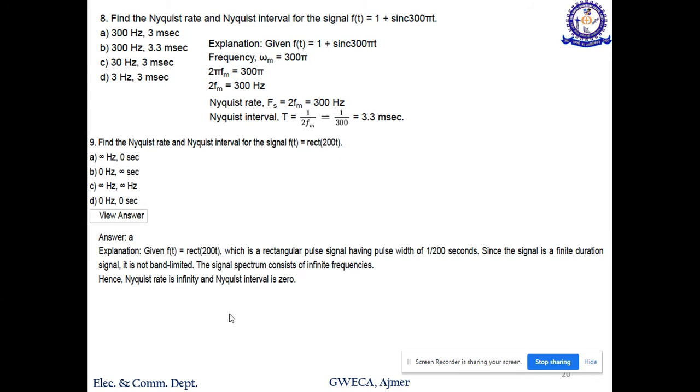Now this is a different question. Find the Nyquist rate and Nyquist interval for the signal given by rectangular of 200t. So we see that a rectangular pulse is given, and the pulse width is given by 1 by 200 second. Since the signal is a finite duration signal, a rectangular signal in the time domain, the spectrum consists of infinite frequencies, hence the Nyquist rate is infinite and the Nyquist interval is 0.